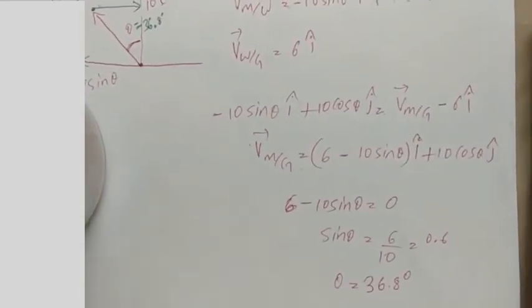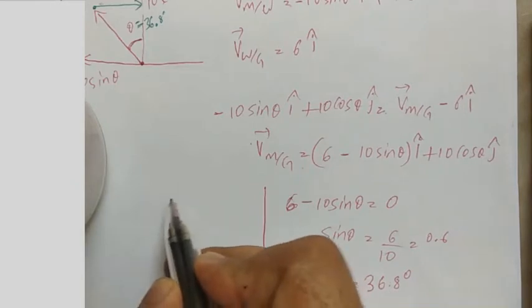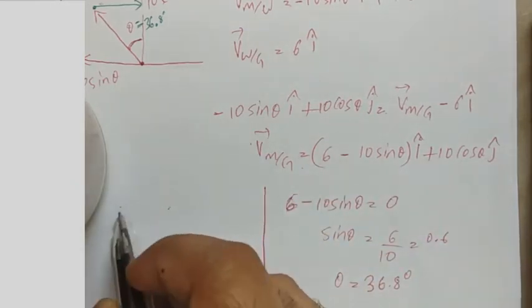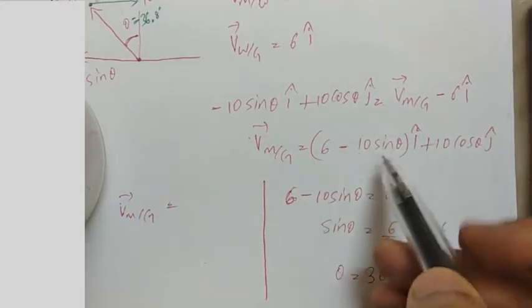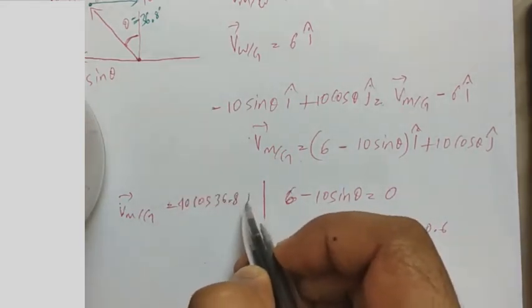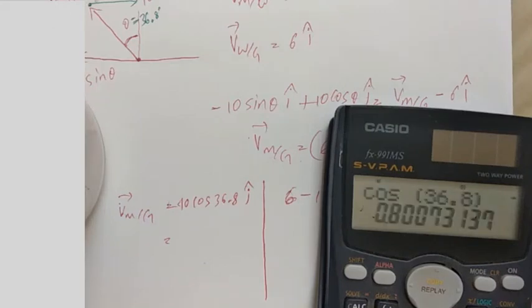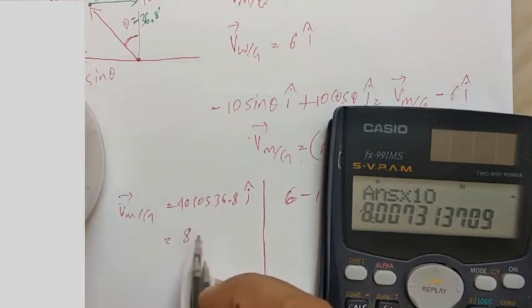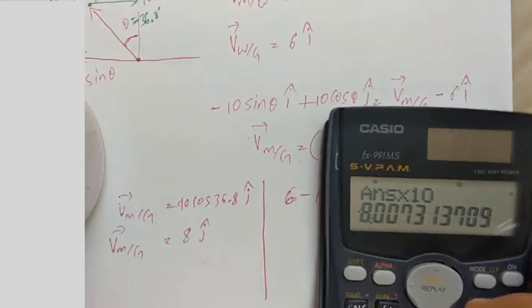Now by using the value of theta, we can also determine the velocity of man with respect to ground. This component is 0, so 10 cos 36.8 j, we can determine the value. Cos 36.8 into 10 is equal to 8 j. So velocity of man with respect to ground is coming out to be this much.